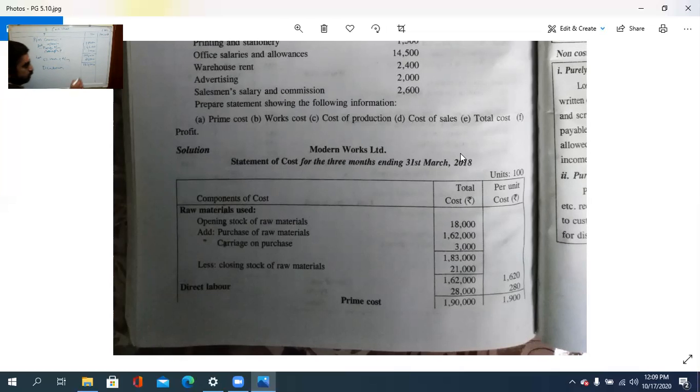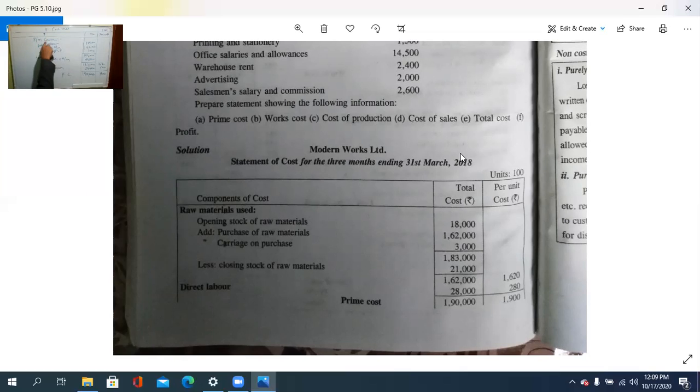Then direct labor. How much is direct labor? 28,000. So here 1,62,000 is the total, 1,620 is the per unit, and 280 is the per unit for labor. So what is the prime cost? Direct expenses are not there. So 1,90,000 is the prime cost, 1,900 per unit. Clear? Then what all things do we need to add? The factory overheads.